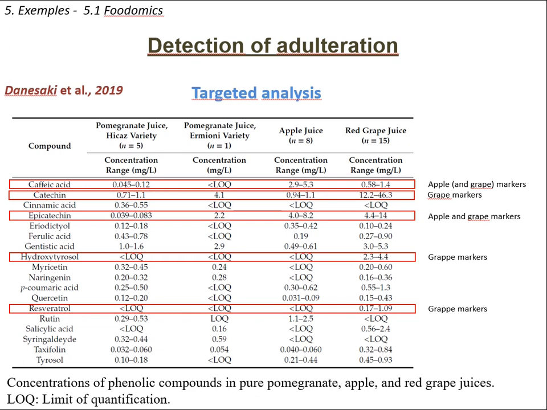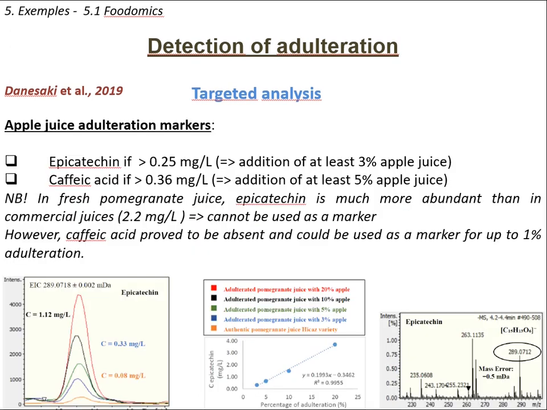When it is written inferior to LOQ, LOQ is limit of quantification. So maybe you can detect it, but you cannot quantify it. So the conclusions were that apple juice adulteration markers were epicatechin if it is greater than 0.25 milligram per liter, which corresponds to approximately the addition of at least 3% of apple juice, or caffeic acid if you have a concentration in pomegranate juice greater than 0.36 milligram per liter. It means an addition of at least 5% of apple juice.